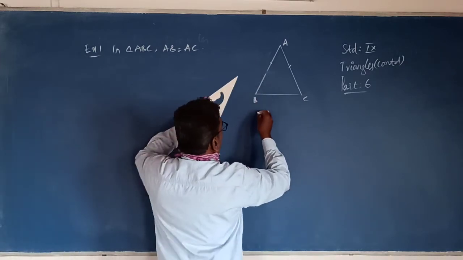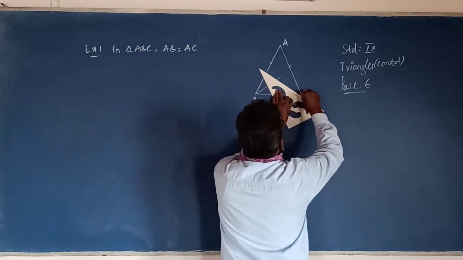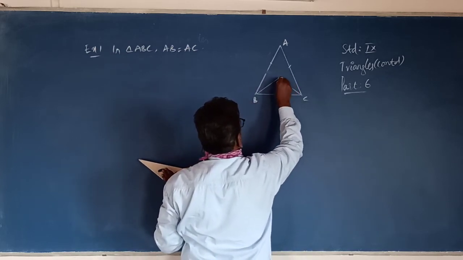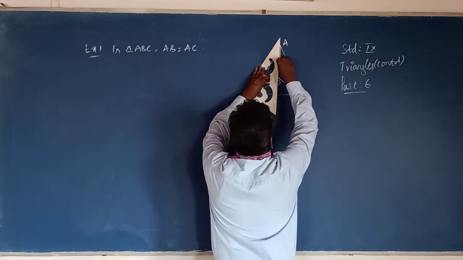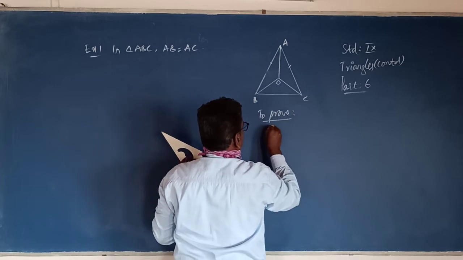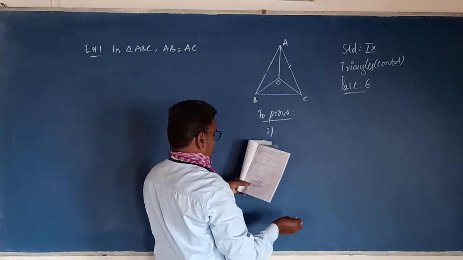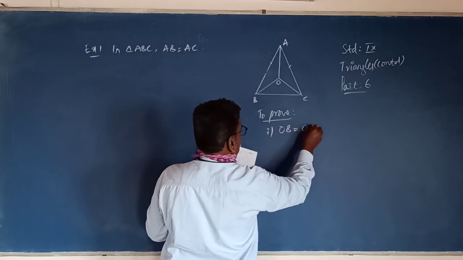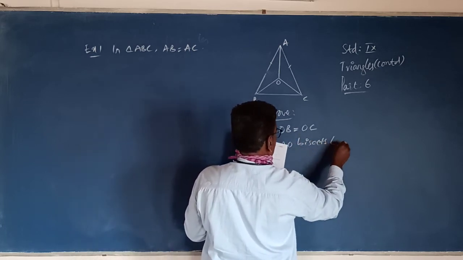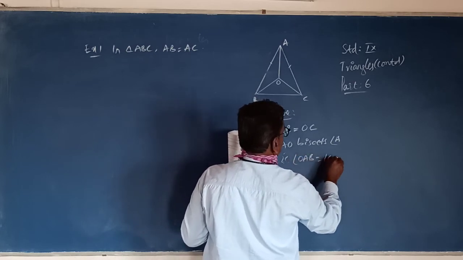Bisector means equally divided. The bisectors of B and C intersect each other at O. Join A to O, then show that OB equals OC and AO bisects angle A. That means angle OAB is equal to angle OAC.